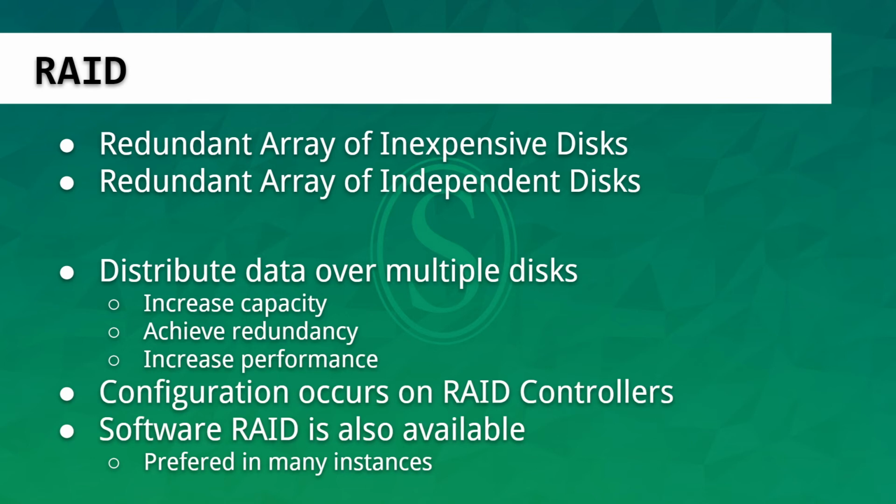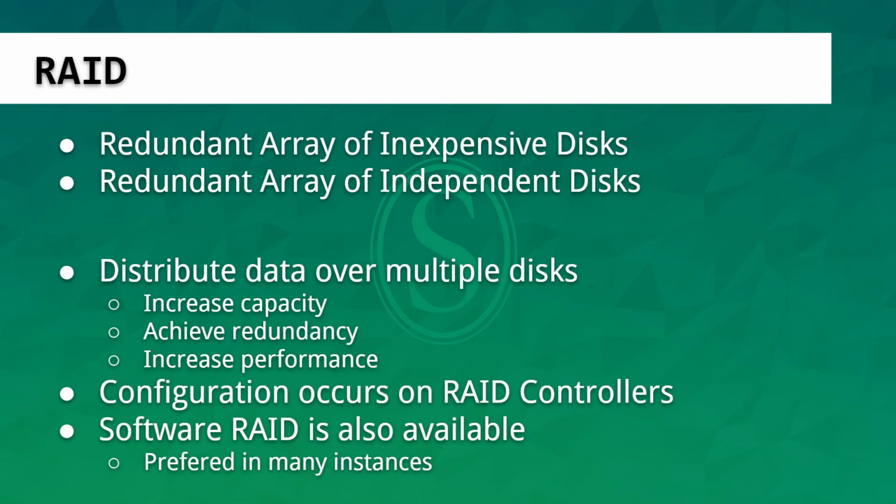The general idea of RAID is to distribute data over more than one disk, and you do this to achieve certain things, and usually not all at once. Though I guess you could. You could do all three of these things with more disks and more money. You distribute the data to increase capacity. You do it to potentially achieve some redundancy, which means you can lose disks. You can have disks fail, and you still don't lose your data. And you do it to increase performance, make your spinning drives act faster because you're reading the data or writing the data, reading the data from multiple places.